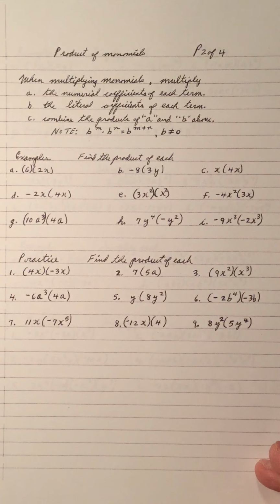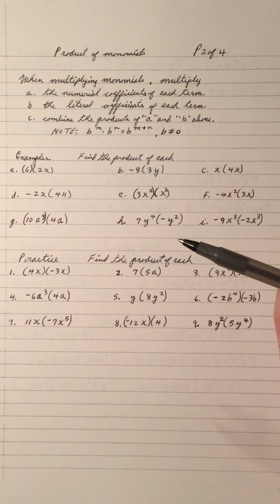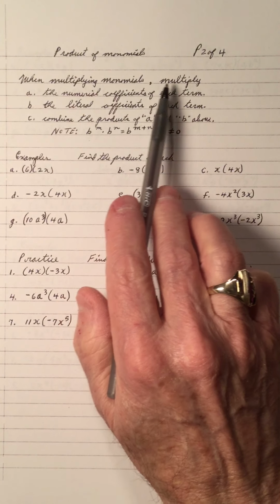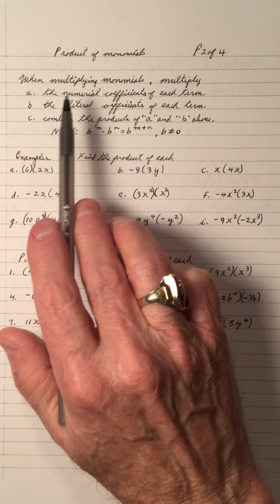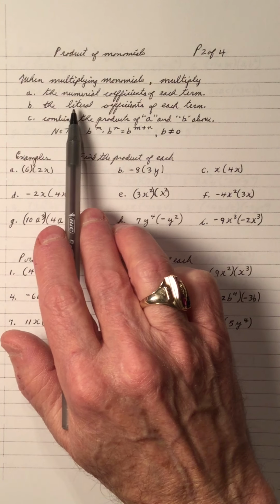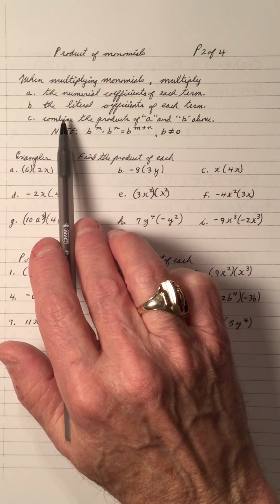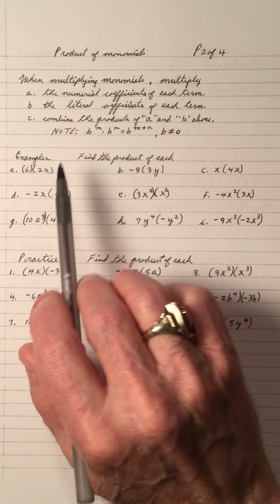The product of monomials. Remember, a monomial is one term, with no addition or subtraction signs in the term. When multiplying monomials, you multiply the numerical coefficients of each term. That is, you multiply the numbers. And then you multiply the literal coefficients of each term, which means multiplying the variables. And then you combine both products, A and B above.